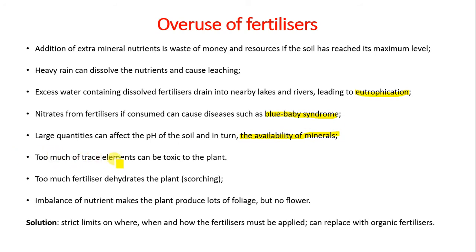Too much trace element can be toxic to the plant. Too much fertilizer dehydrates the plant. An imbalance of nutrients makes the plant produce lots of foliage but not flower. Solution: strict limit on where, when, and how fertilizers must be applied. You should be able to replace inorganic fertilizers with organic fertilizers.